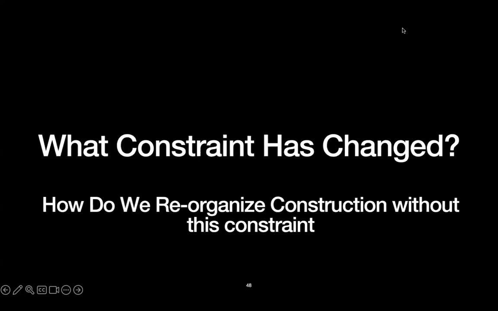And once you've changed that, once you understand what that constraint is, the first question probably is, how do we reorganize construction without that constraint? I'm focusing on construction, but really it's an overall AEC question: now that we're not bound to paper that has to be passed around and we're not bound to a human needing to read every line every time, what constraint has changed and what do we think we can do to reorganize construction?